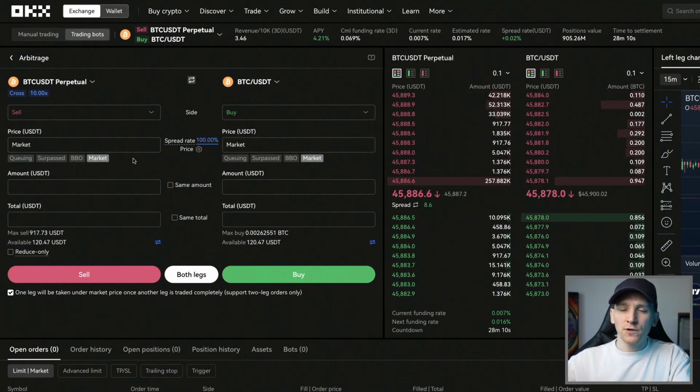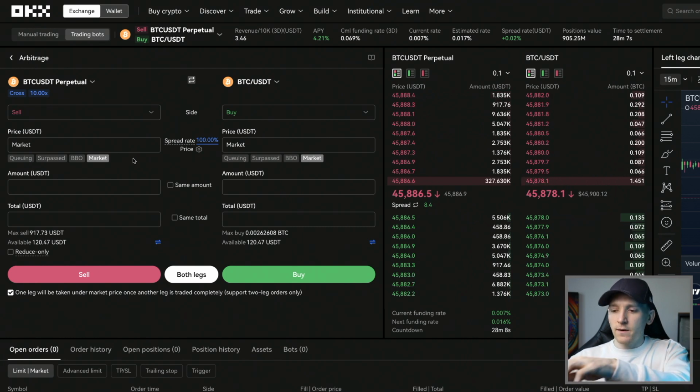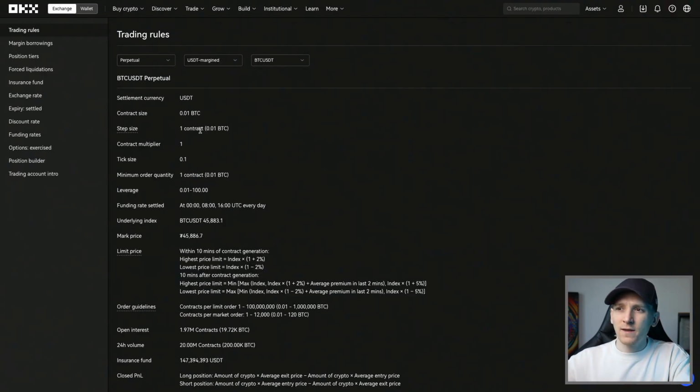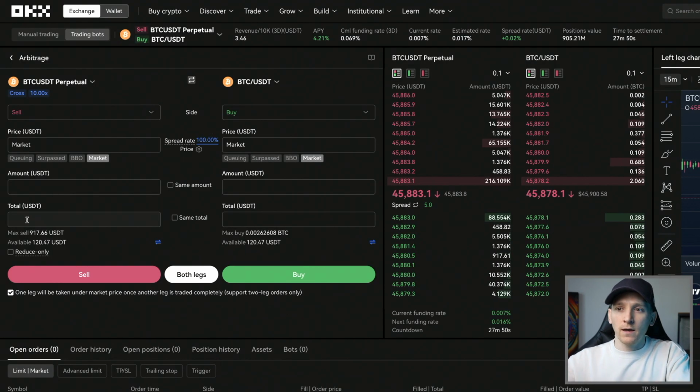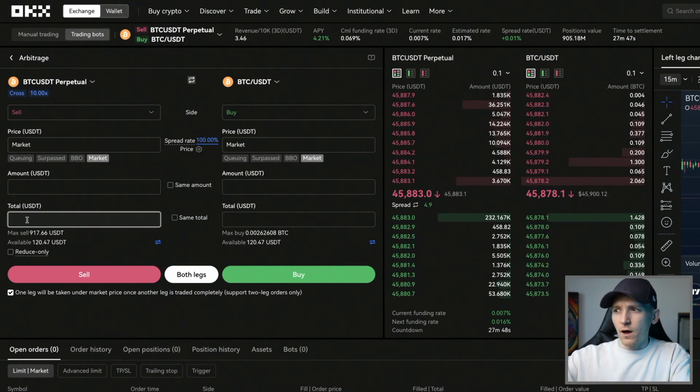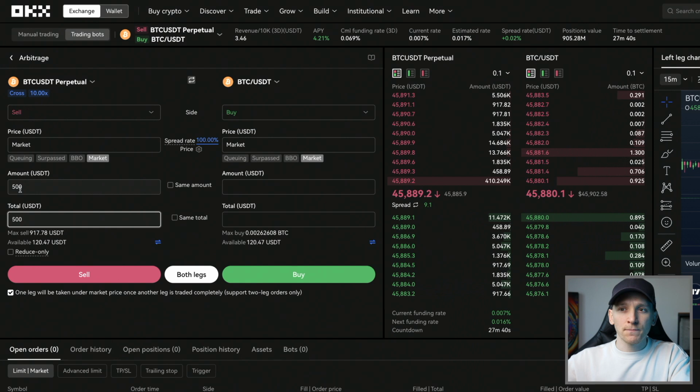Now, from here, you have to choose an amount that you want to put in each side. Now, for BTC, as you can see here, the minimum trade size is 1 contract, which is 0.01 BTC. And so if you're trading futures, that is the minimum amount that you can trade in the futures market, the minimum position size, 0.01. So from here, that would be around $458. So just call it $500 for the total. Now, you don't need $500 if you're taking leverage. If you're using 10x leverage, then you would only pay $50 to create this $500 position.